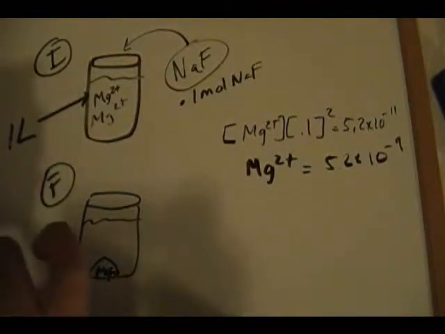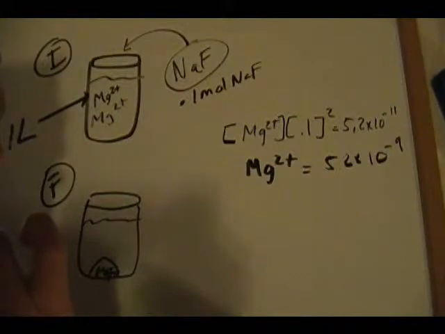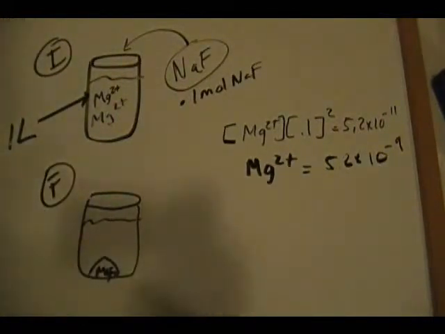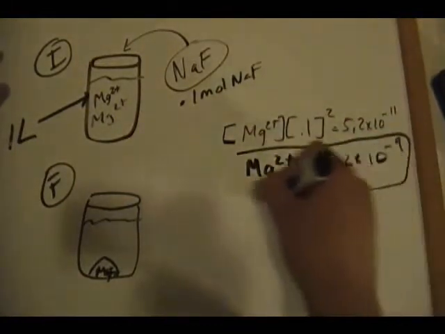Negative 11 equals that divided by 0.1 squared. Okay, 5.2 times 10 to the negative 9, and that's the answer, and that's it.